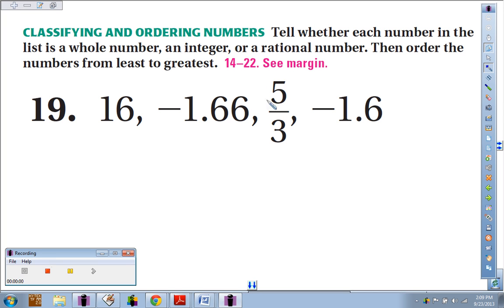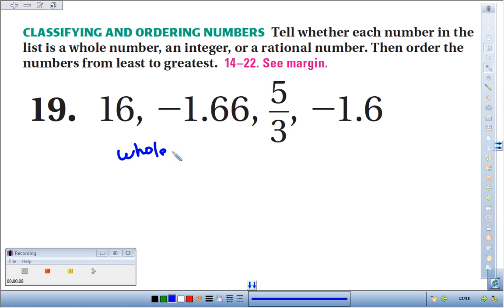Number 19, we're supposed to tell whether each number is a whole number, an integer, or a rational number. So I'm going to start by doing that. I'll make a little table: whole, integer, and rational. Of course, whole numbers are 0 and the positives. Remember that, 0 and the positives. Integers are all of our counting numbers, kind of on a number line, including the negatives. And rational, ratios, I can write as fractions.